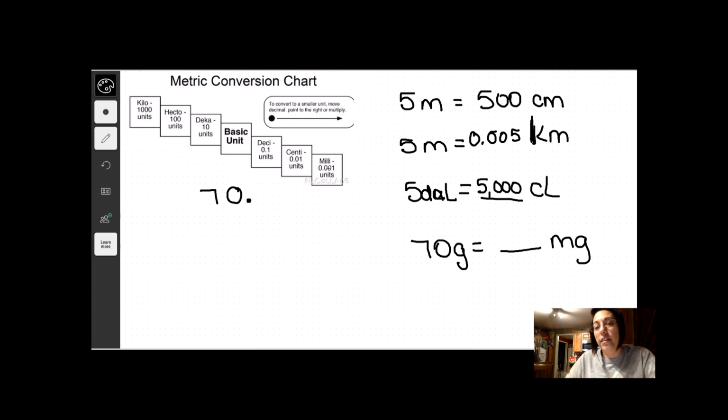I want to go all the way to milligrams. So I multiply by 10 to get to deca, 10 to get to hecta, and then another 10 to get to milli. Fill the holes with zeros and put a comma in. So 70 grams would be 70,000 milligrams.